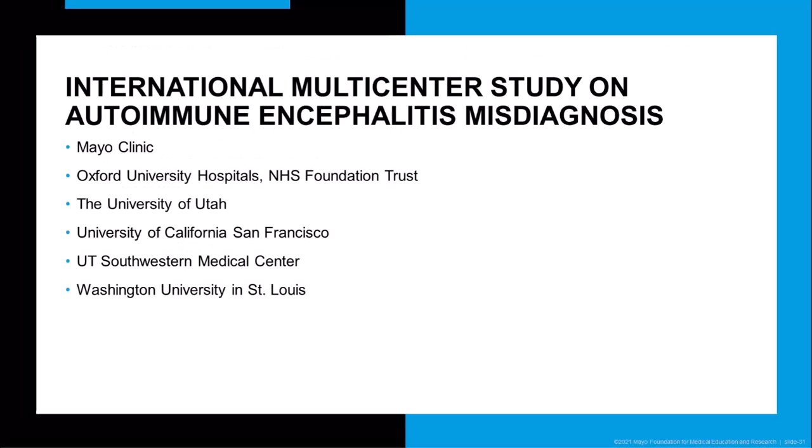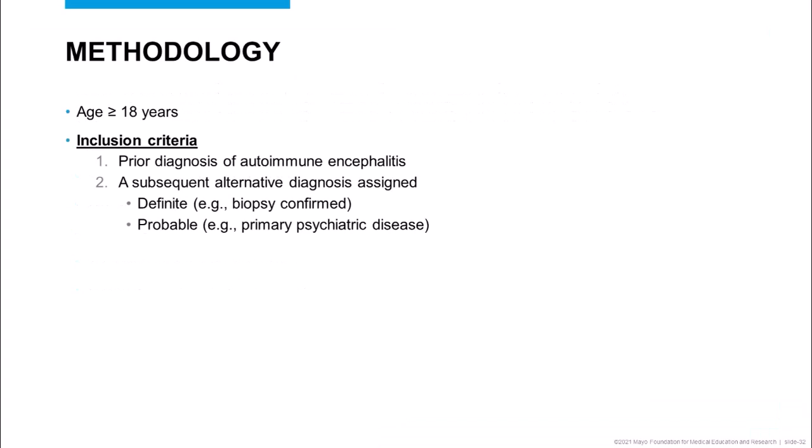So to look at this, we did an international multi-center study on autoimmune encephalitis misdiagnosis that was led by us here at Mayo Clinic. And then we worked with UCSF, Oxford, UT Southwestern, University of Utah, and Washington University to look retrospectively at all these cases. We focused this on adults, and we looked for patients who had a prior diagnosis of autoimmune encephalitis and subsequently had an alternative diagnosis assigned.